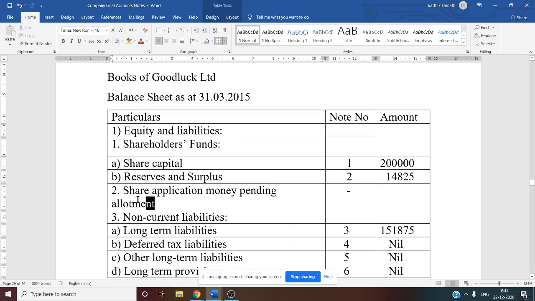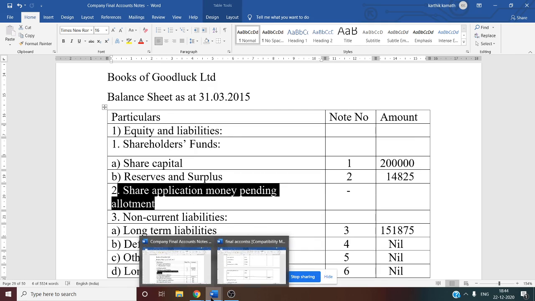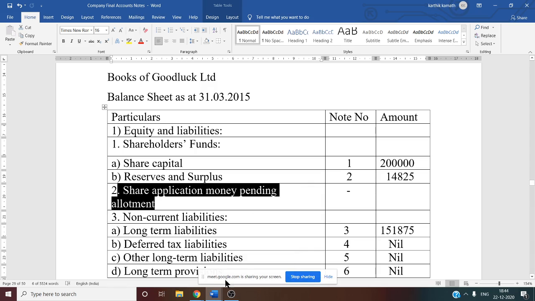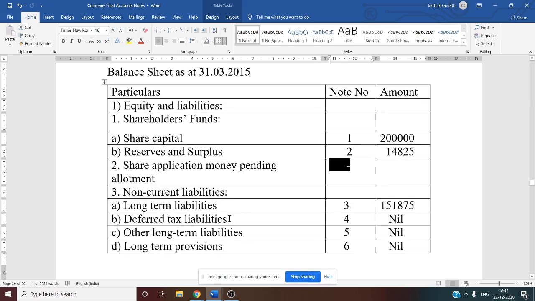Now the second heading under liability: share application money pending allotment. Here, no allotment information is given, no application money received information is given. If it is given, you have to write it in the amount column. Your note number for share application money pending allotment is not there. Dash.